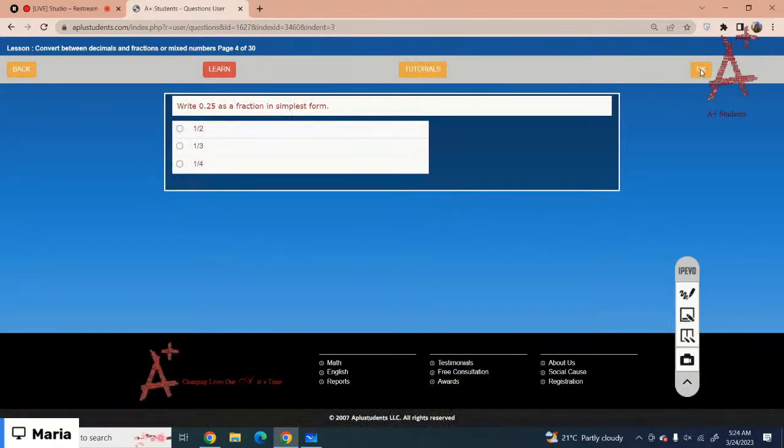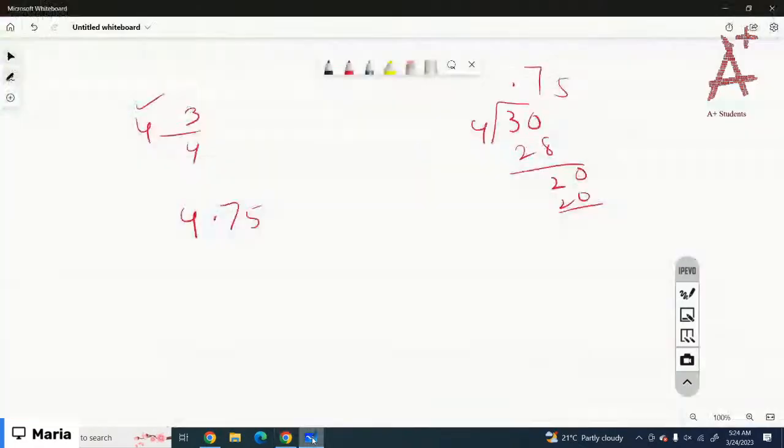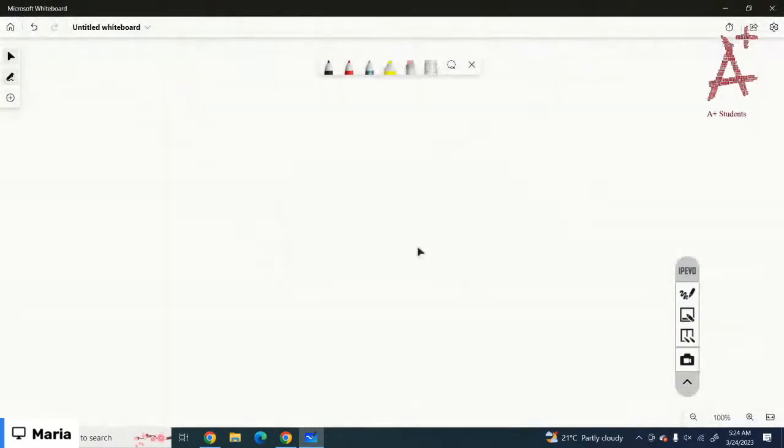Okay, the next one is write 0.25 as a fraction in simplest form. So it is 0.25. When you remove the decimal point here, you have two digits, so it would be 25 over 100. Got it? Divide them by a greatest common number. The greatest common number is 5. Got it? 5 times 5 is 25 and 5 times 20.